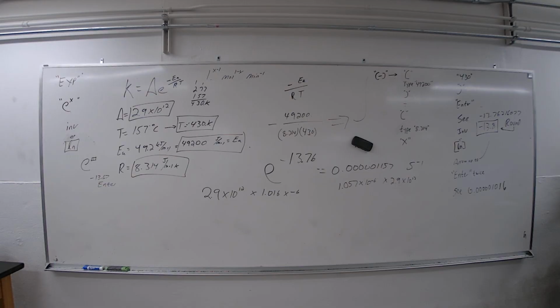Let's do one of these. Preview. So the find E of A is separate because it's a different formula. It's on the Arrhenius sheet.